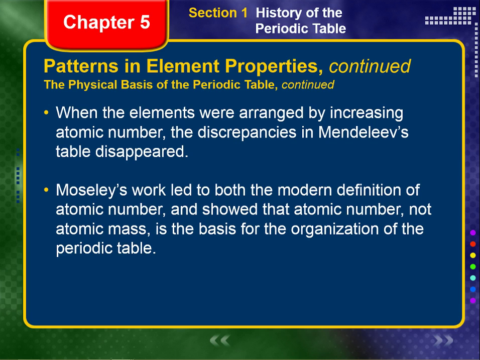And so, like that backwards little thing with tellurium and iodine, the reason that the atomic masses were backwards was completely explained because of the atomic number. So Moseley's work led to both the modern definition of the atomic number and showed that atomic number, not atomic mass, is the basis for the organization of the periodic table.